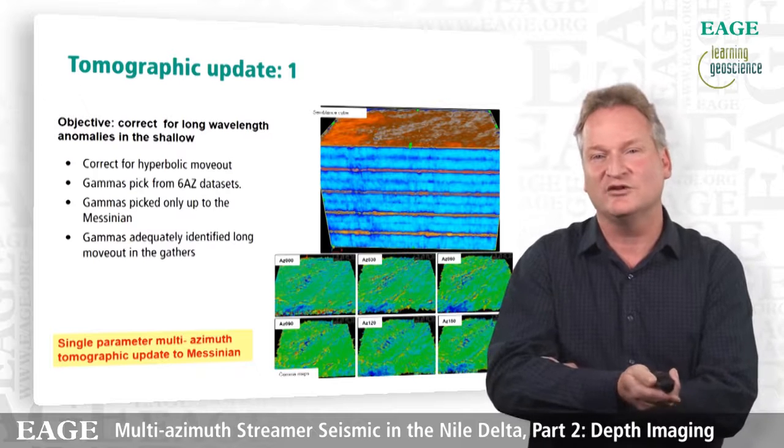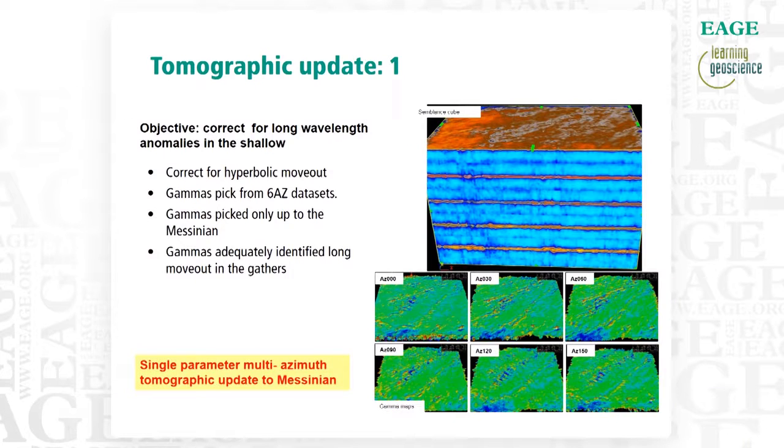So in the top right corner what you see are slabs of semblance. Each slab represents the semblance of a single surface. And that's what you would pick. And then you go to the next surface. And you do that for all 6 azimuths.